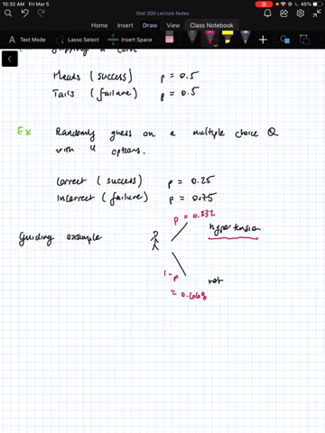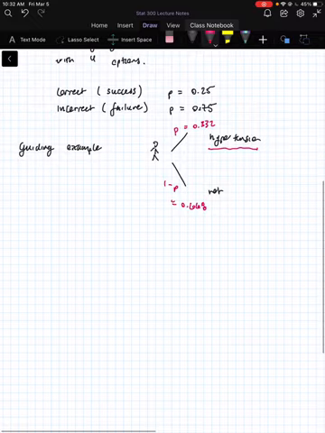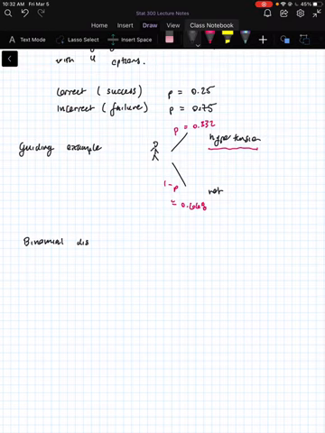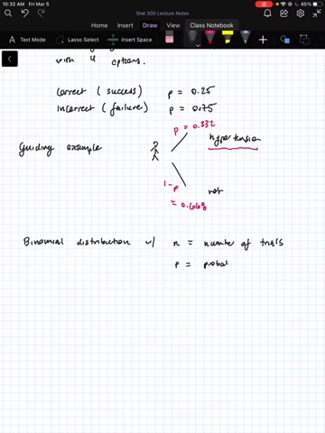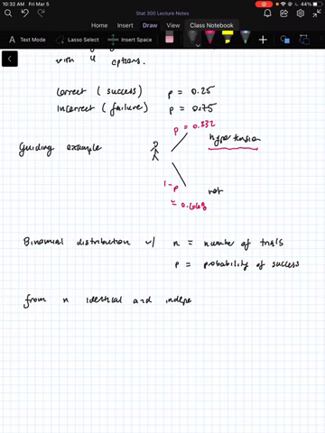So now we're here at our main event, which is a binomial distribution with parameters n being the number of trials, where there's n Bernoulli trials, and p is the probability of success in each Bernoulli trial, which has to be the same across the board. And it comes from n identical and independent Bernoulli trials.